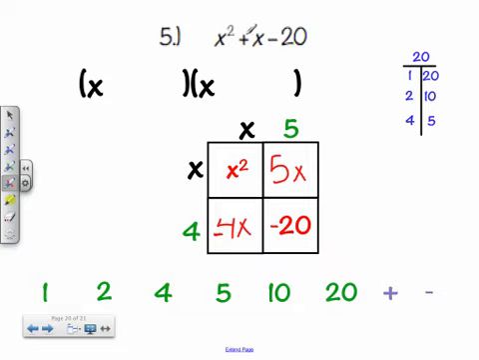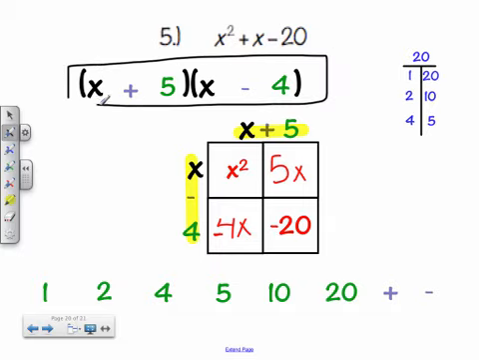So that means that this 5 has to be a positive 5, and that this 4 has to be a negative 4. Then I can just take this expression right here, fill it in, and that is my factored form for x squared plus x minus 20. Same thing, you can go through and check it by distributing or using the box method.